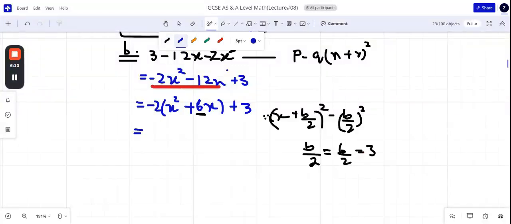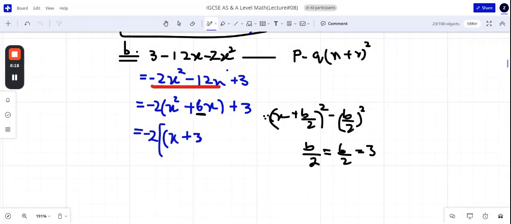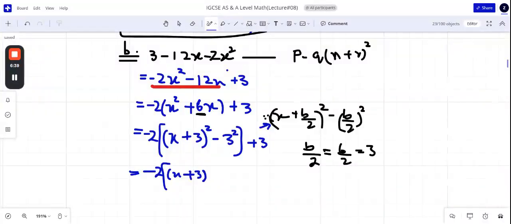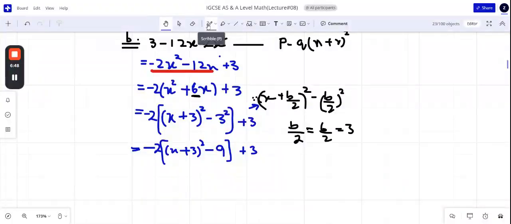So now we will substitute the values in the formula. So x always stays the same, plus b by 2 means the 3 and whole square. This formula we are using, and then minus b by 2 means the 3 square. Outside the parenthesis, the value we will keep the same. Now minus 2 we will write the same once again, and x plus 3 whole square, then minus 3 square would be 9 plus 3.